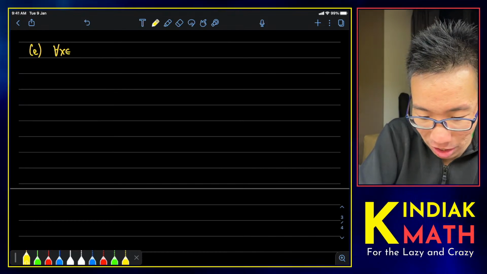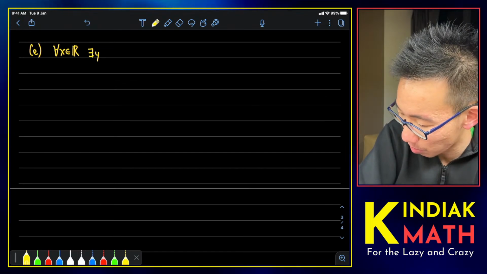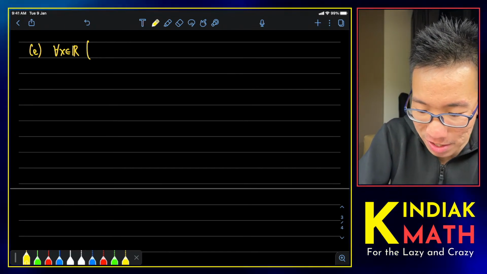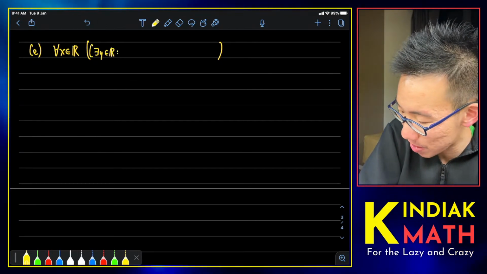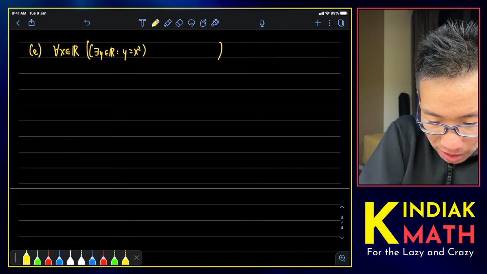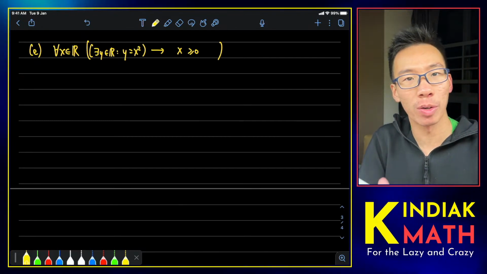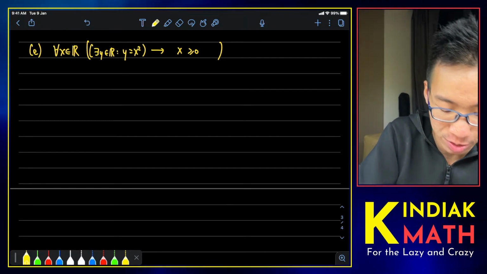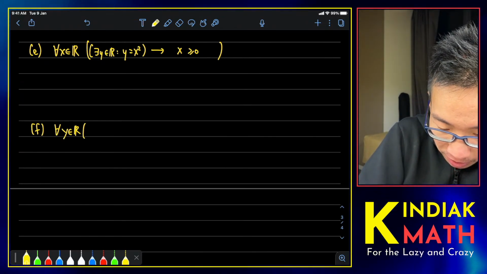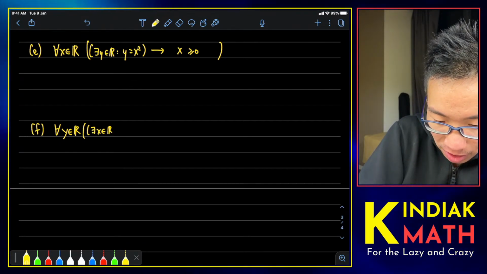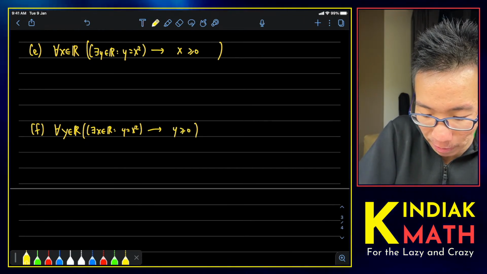So for any x in R, here's the statement: for any x in R, something will happen, right? So if there exists y in R with the property that y equals x squared, then we can conclude that x is bigger than or equal to 0. And while we're at it, I'm going to just write the statement for f as well. For all y in R, there exists x in R such that y equals x squared implies that y is positive.